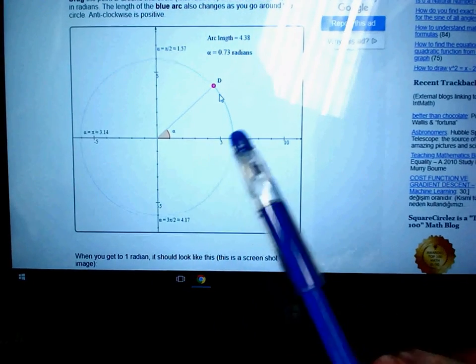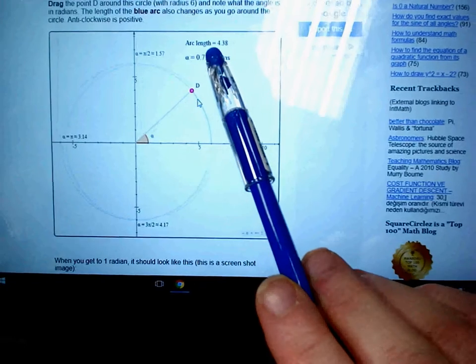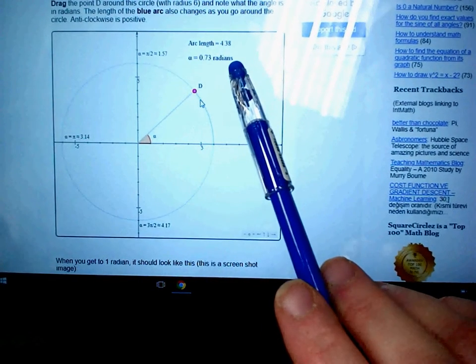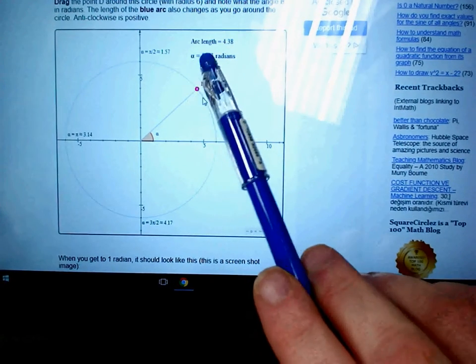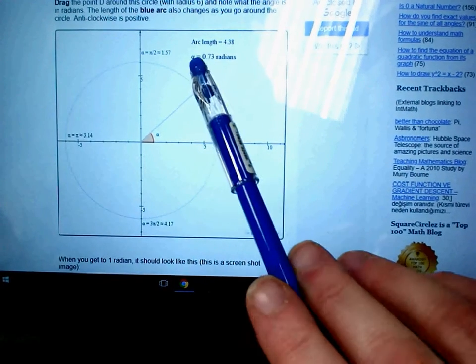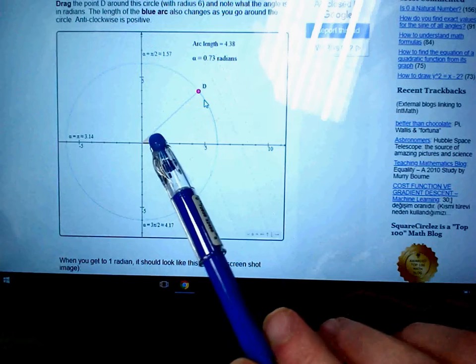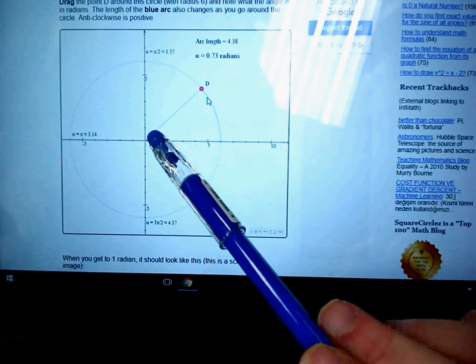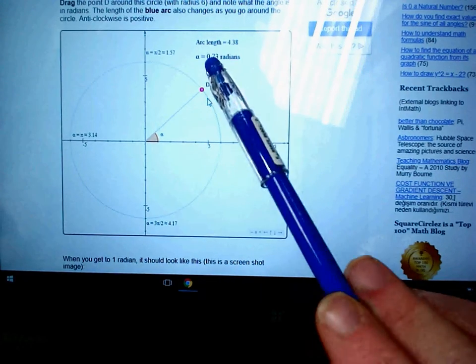And I want you to see up here, we're going to keep up with the arc length and how many radians that angle is. Now, that's just a Greek symbol. I believe that's the lowercase theta for that angle measure. But that's just an angle measure is what it's saying. It's saying that angle measure in radians right now is 0.73.